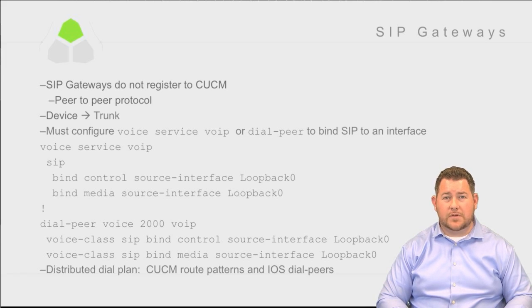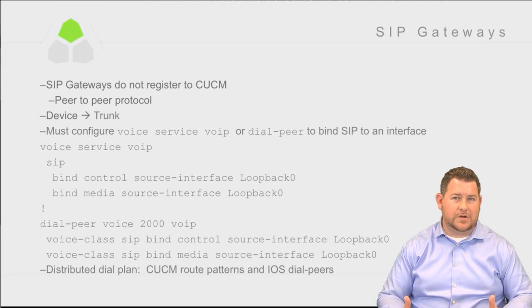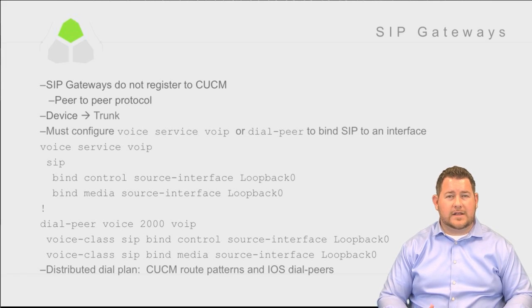We can also do this now at a dial peer level. We can bind the control and media addresses to a specific source address at the dial peer level. So maybe if you have a different dial peer coming in from a couple different devices, maybe you want to have different source interfaces, or maybe different interface bindings on both of those dial peers, depending on what you want to accomplish there. So that allows you the opportunity to get pretty granular with that configuration. So once again, this is a distributed dial plan where CUCM is going to have the route patterns, and also IOS is going to have dial peers in order to route that call successfully.